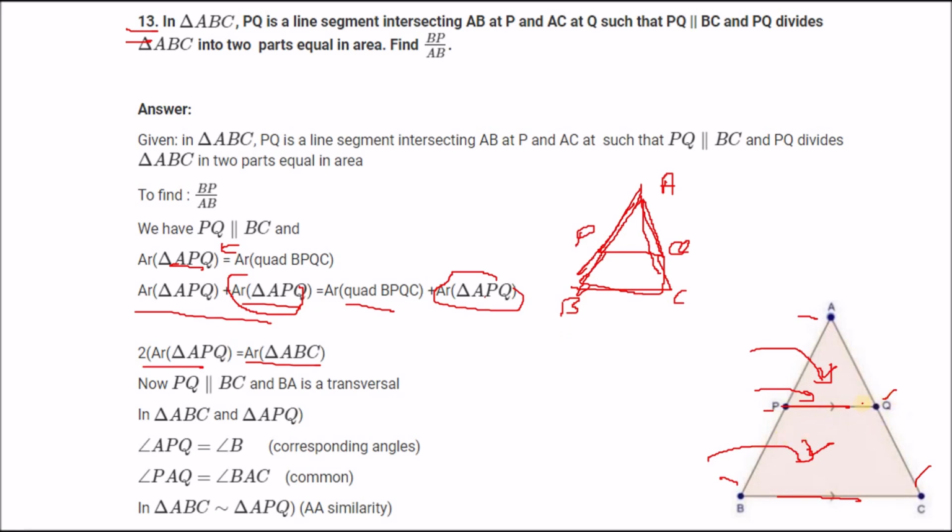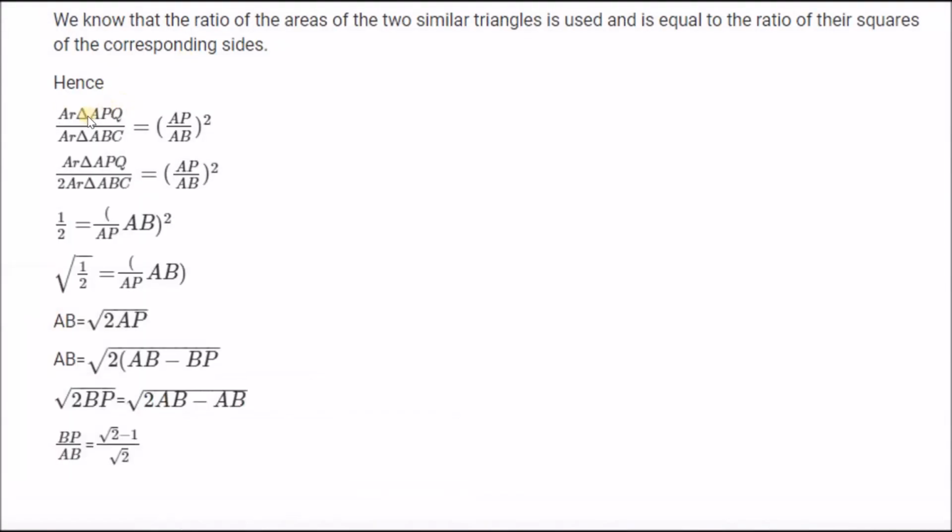triangles, we can show them to be similar. How? First of all, since this is parallel, this angle will be equal to this angle, corresponding angle. This angle equals this angle, corresponding angle. This angle is common to the triangle APQ, that is the above triangle, and the main triangle. So the main triangle is similar to this triangle. Now we know that when two triangles are similar, the ratio of the areas of the two triangles will be equal to the ratio of the corresponding sides squared, that is area of APQ by area of ABC.